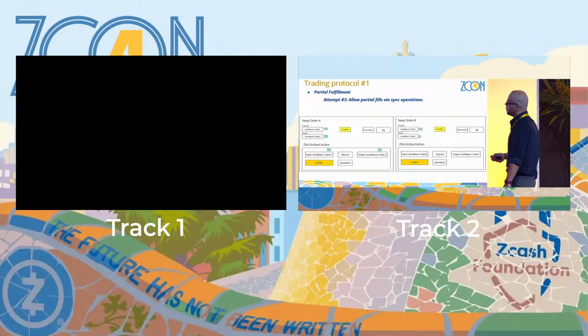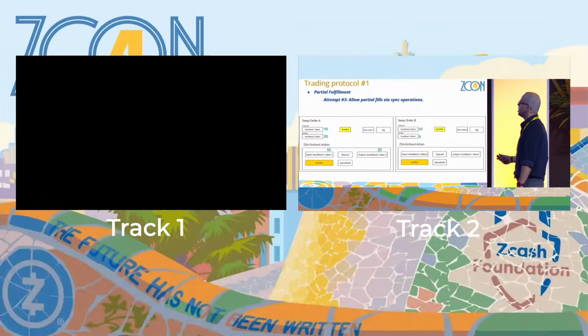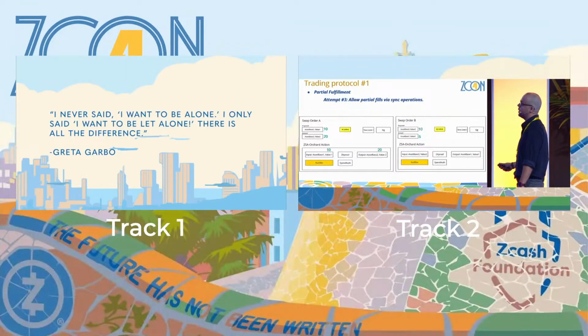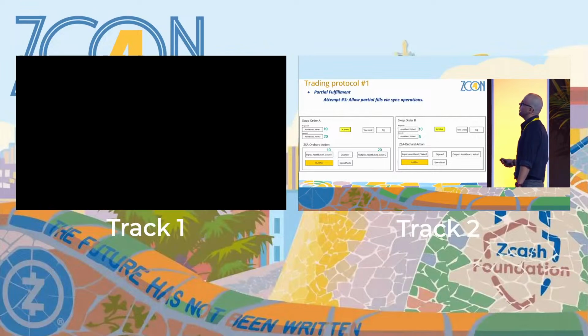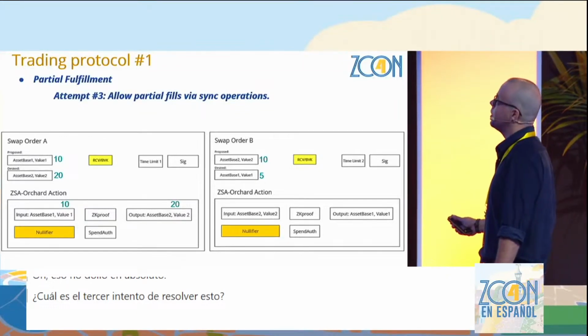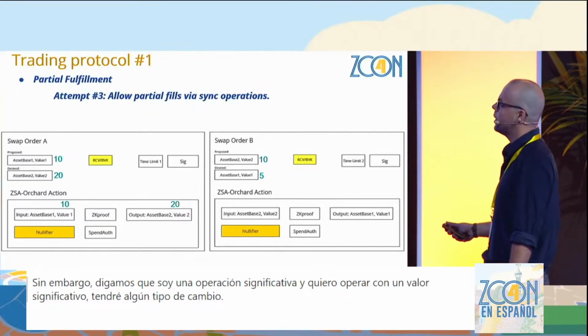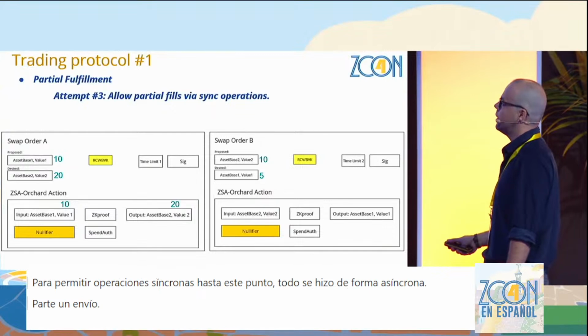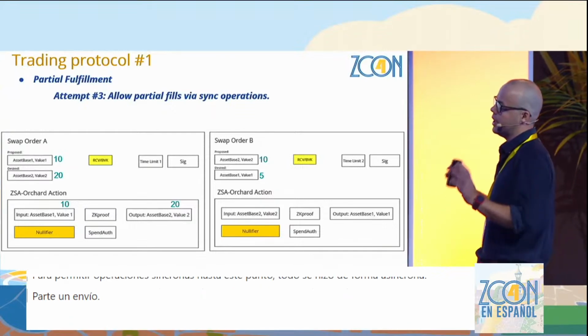The third attempt to solve this is, let's say I am a significant trader and I want to trade significant value. I will have some kind of switch to allow synchronous operations. Up until this point, everything was done asynchronously. Party A sends the order and forgets, basically.